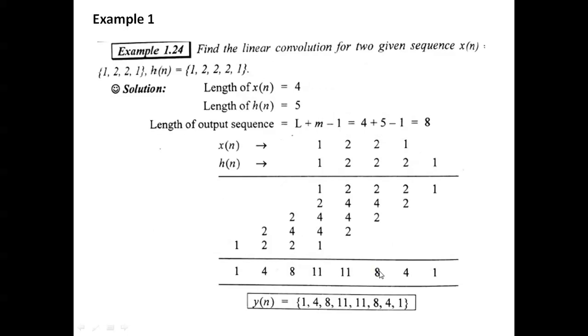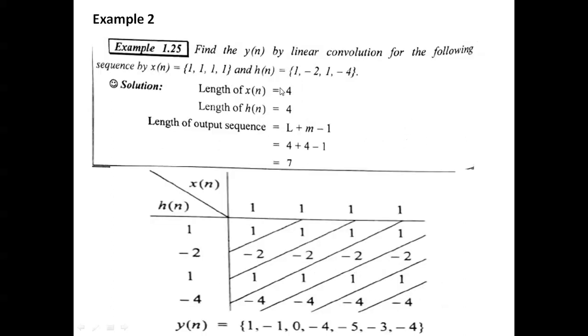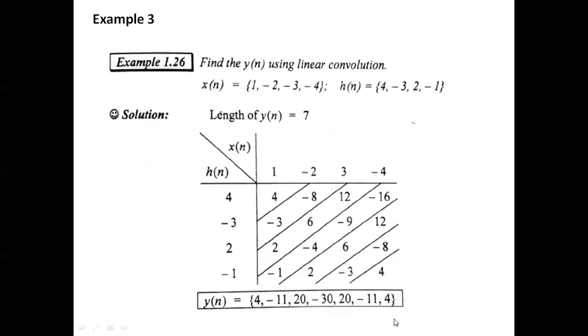Similarly, there is another example for the sequence length. If you multiply, it looks like a tabulation and you get the values. Linear convolution has another example: x of n is equal to 4 1, and h of n is equal to 1 minus 2. Find the length of the sequence, use the tabular method, draw the diagonal lines, and you get the values. This is another example.